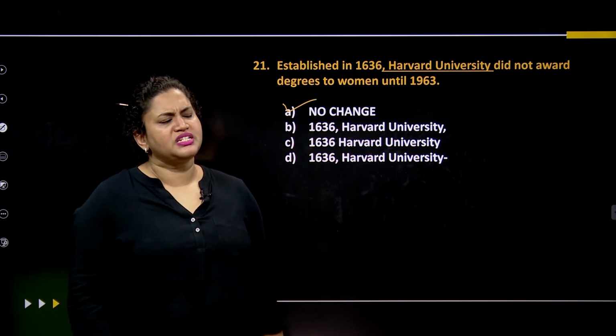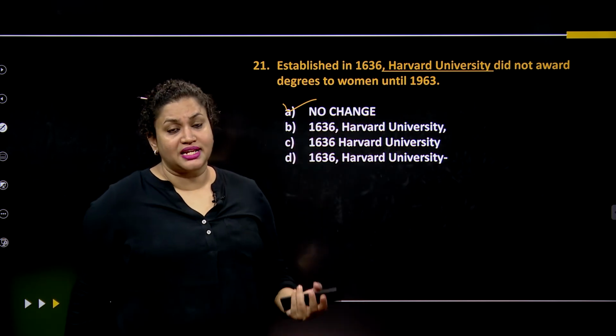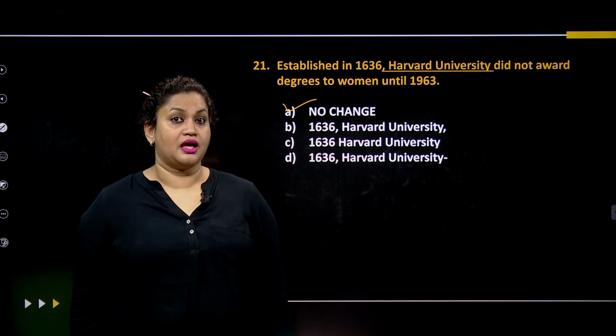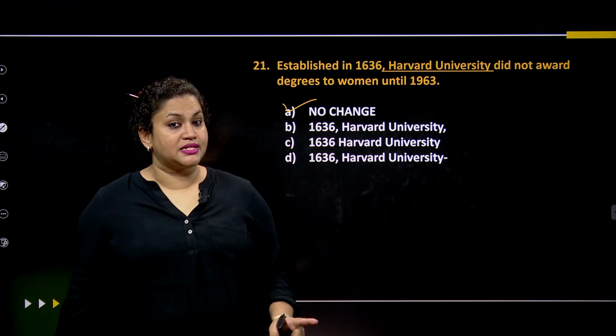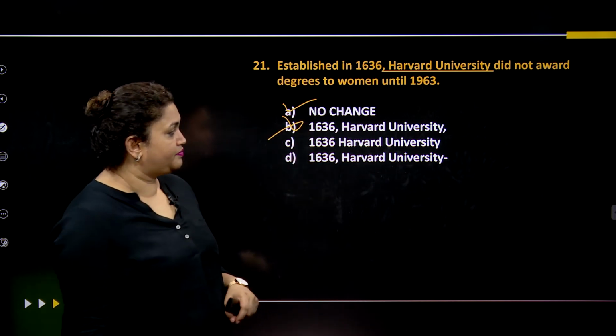I hope you understood it. Just have a look again. If I remove Harvard University, can the sentence make sense? That is what you have to understand. If it does not make sense, B is a wrong option.